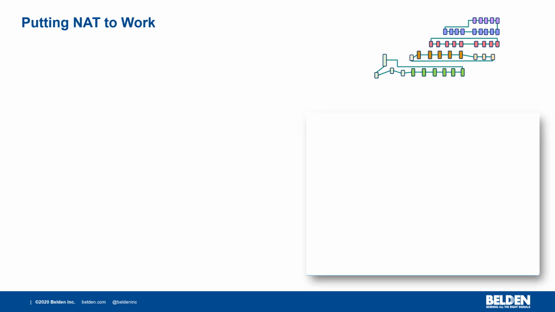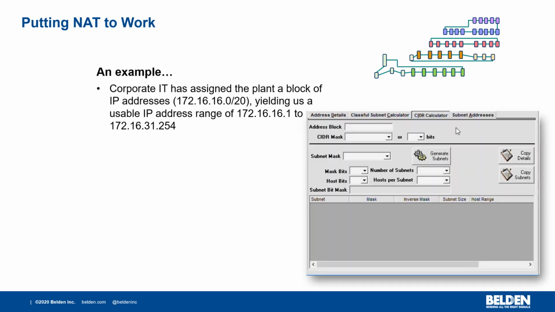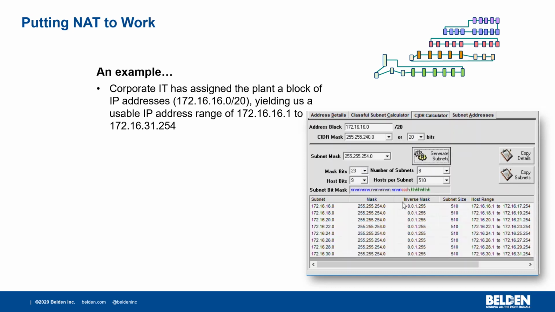To illustrate how this would be deployed, let's use the example of the plant, where corporate IT has mandated that the IP addressing be 172.16.16 with a 20-bit subnet mask, giving us an IP range of 172.16.16.1 to 172.16.31.254. This is a lot of IP addresses that we have at our disposal. We can subnet this further, and this is a best practice, by using a 255.255.254.0 subnet mask to yield 8 distinct subnets, each capable of 510 hosts or unique IP addresses.